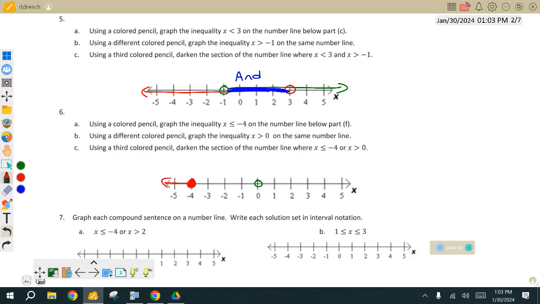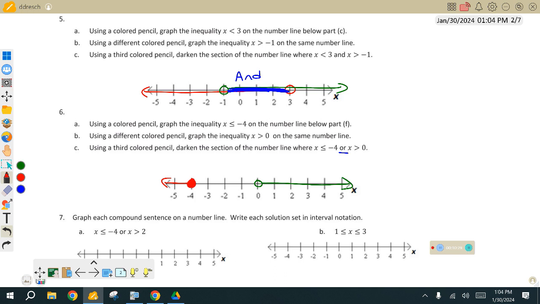Greater than 0 means go to the right. Now, when I go to the right, are these ever going to overlap like our last one did? No. And the reason why this last one's never going to overlap is what's our word on this one? Or. And or means either one or the other. Doesn't matter which one. Either or. Could be true for either one of those. Correct. Doesn't have to be for both of them.